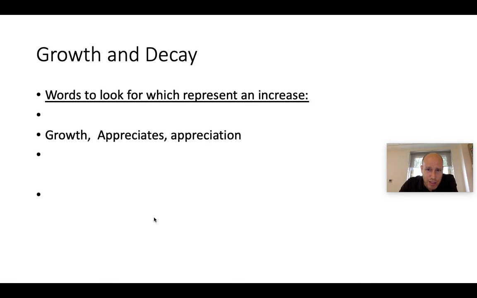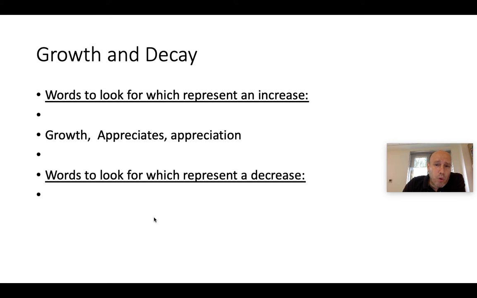Words to look for which represent an increase: growth, appreciates, appreciation. Words to look for which represent a decrease: decay, depreciates, depreciation.